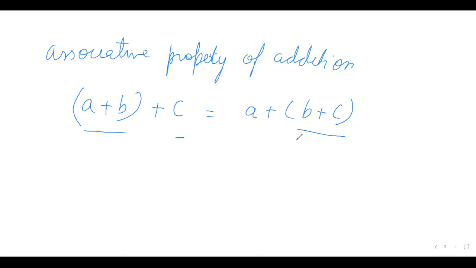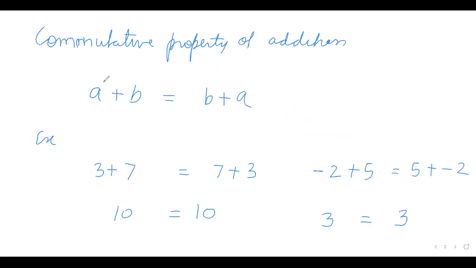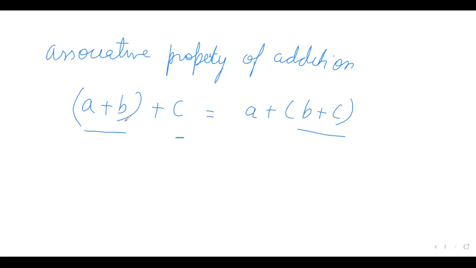Ma'am, what is the difference between commutative and associative? Yeah, good question. So commutative deals with two numbers, A and B. A plus B, two numbers can be added in any order. And if I say associative, then it deals with three numbers. So first two numbers are added and the result is added to the third number, or the last two numbers are added and the result is added to the first number. In both the cases, the answer will be the same.